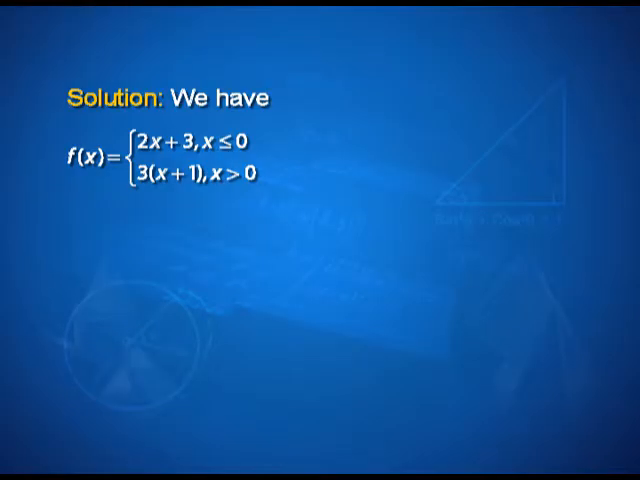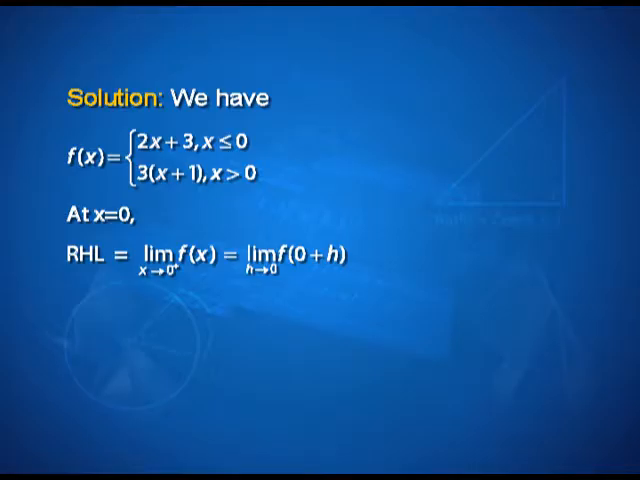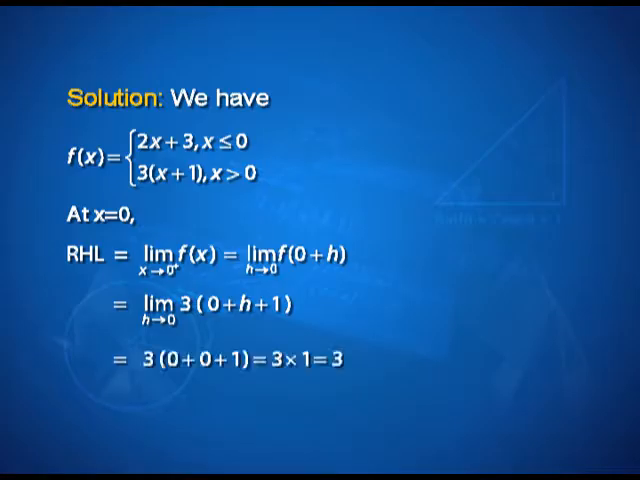Look into the solution. We have f of x is equal to 2x plus 3 wherever x is less than or equal to 0 and 3 into x plus 1 wherever x is greater than 0. At x is equal to 0, look into the right hand limit. We have limit f of x as x tends to 0 positive is equal to limit f of 0 plus h as h tends to 0, that is equal to limit 3 into 0 plus h plus 1 as h tends to 0, which can be simplified as 3 into 0 plus 0 plus 1, that is equal to 3 into 1, that is equal to 3.